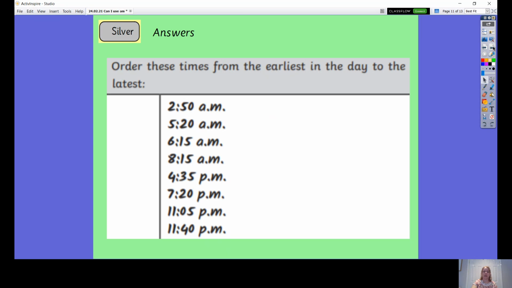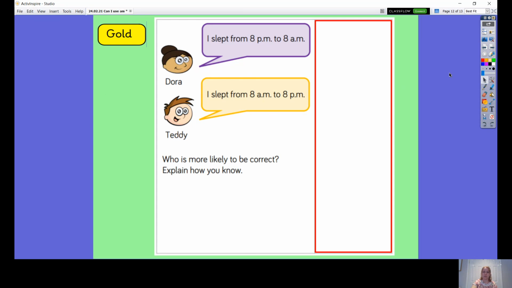Makes perfect sense. Okay, moving on to the gold activity today. Dora says, I slept from 8 PM to 8 AM. And Teddy says, well, I slept from 8 AM to 8 PM. Who is more likely to be correct? Explain how you know. Now, I know they could both be correct. Who's more likely to be correct? Especially bearing in mind they're children. So pause here, write something down, who you think is correct and why.